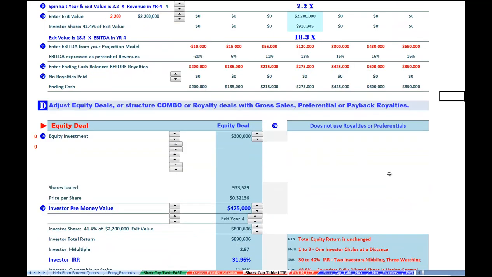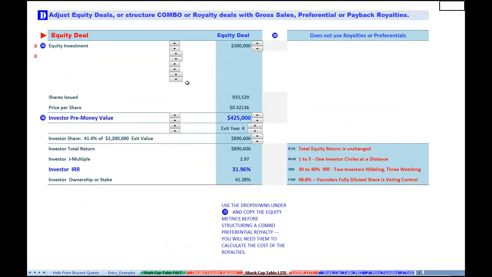So there it is. Now let's come on down here and see what we've done for the deal. Here's the equity deal, and we got the 300,000, the shares issued, price per share. This is the pre-money value, and you know that when we change this, it all changes everything.